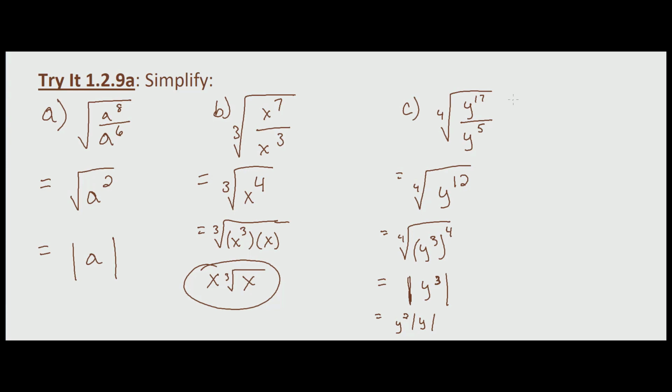Now let's do it the other way, and we'll separate it into the 4th root of y to the 17th over the 4th root of y to the 5th. That equals the 4th root of y to the 16th times y over the 4th root of y to the 4th times y.